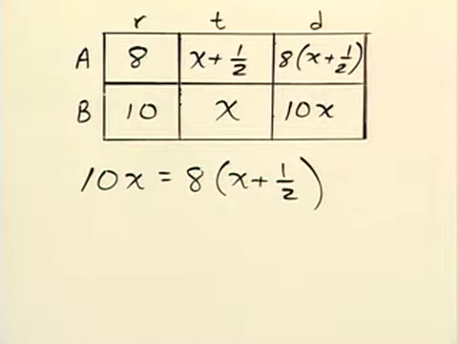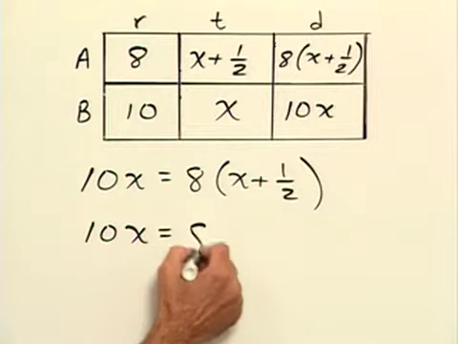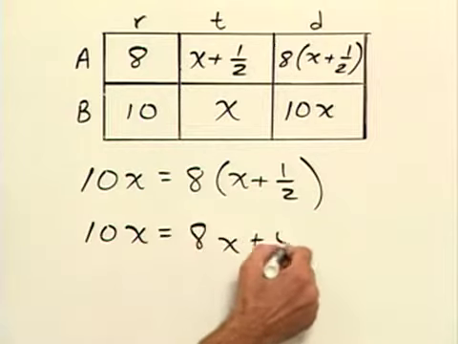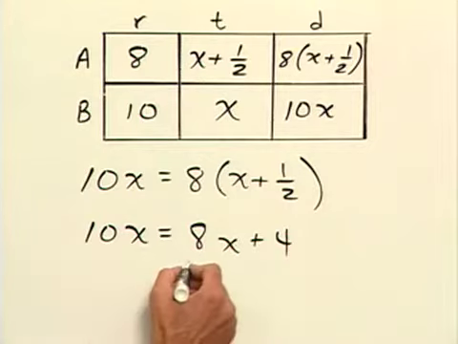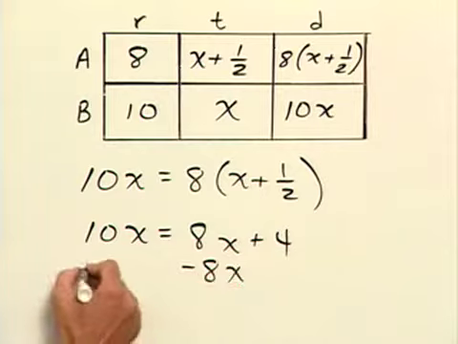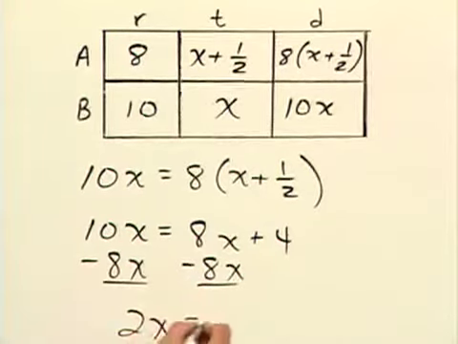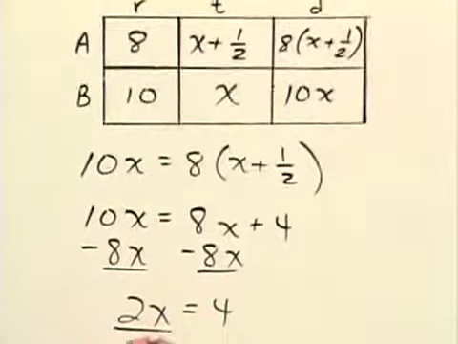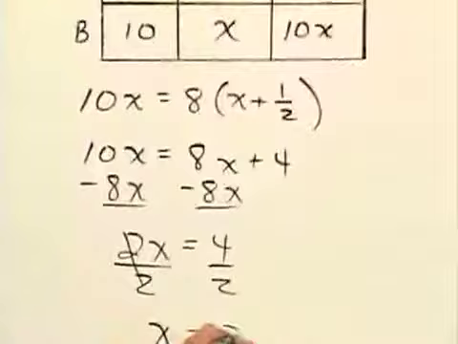Now let's solve this by distributing first, and I'll have 10x is equal to 8x plus 4, and then I will subtract 8x from both sides. That'll give us 2x is equal to 4. Now let's finally divide both sides by 2 and get x is equal to 2.